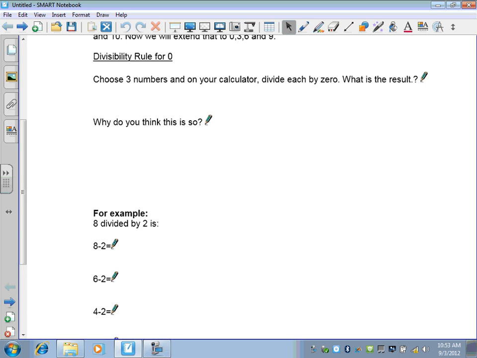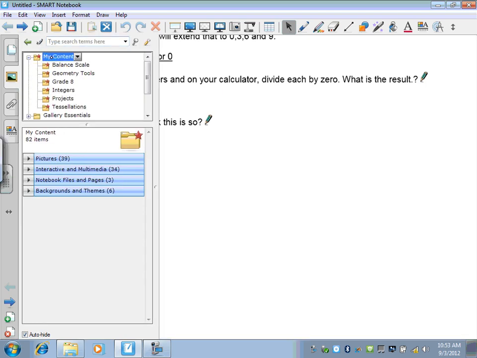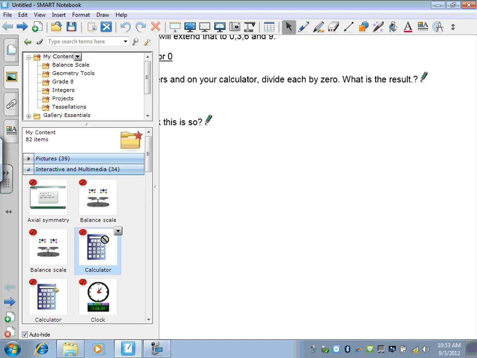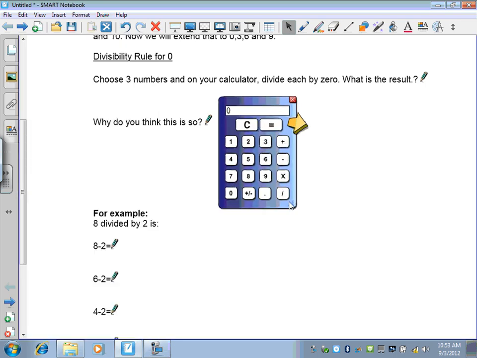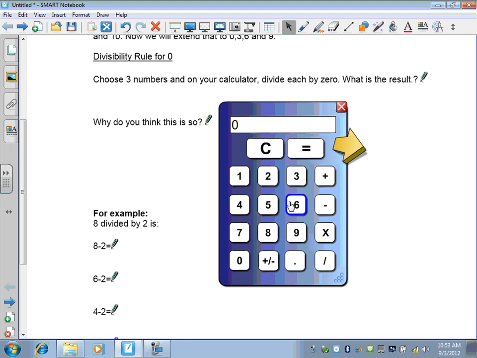If you divide by 0 on your calculator, let's pull up my calculator. Let's say I take 3 and divide it by 0 and press equals. It says infinity. Now this is a math-based program, so it actually tells you what the answer is. There are an infinite number of times that you could divide a number by 0.